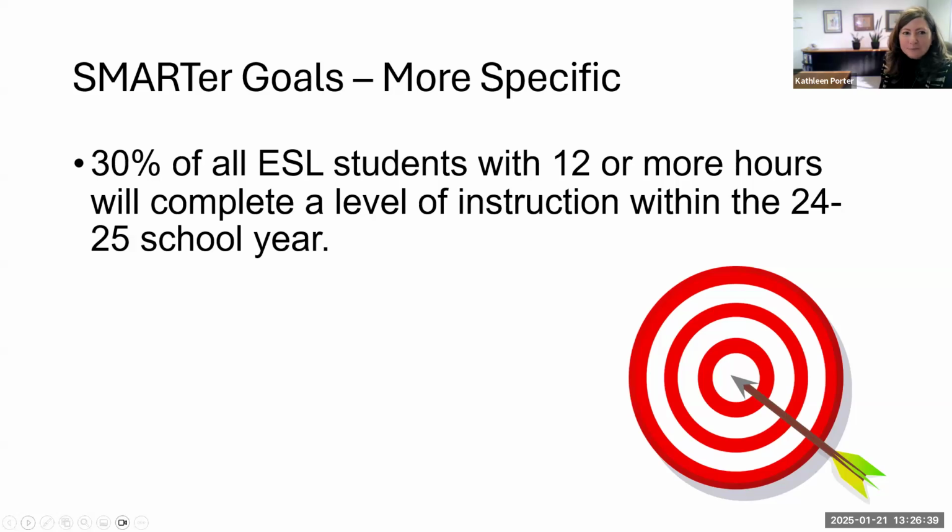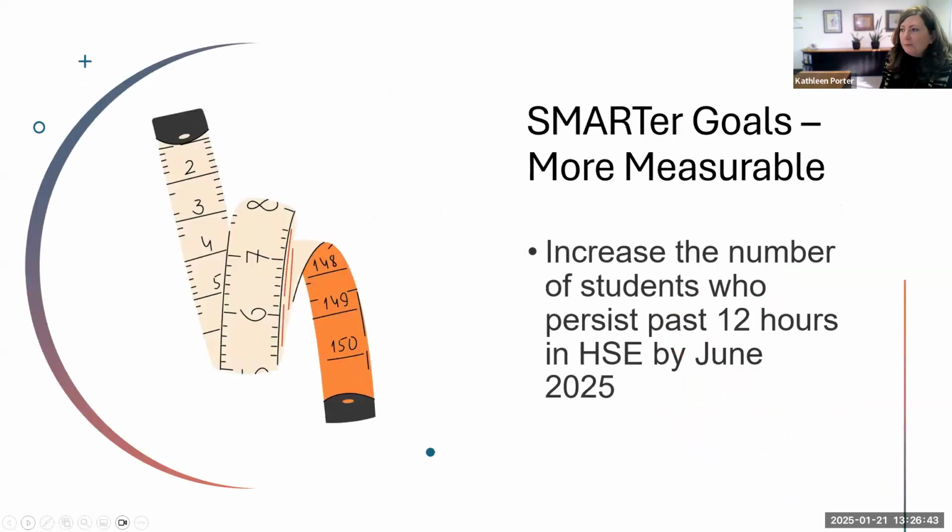Okay. So ready to look at another example. We have a couple of examples of making our goals smarter by making them more measurable. So look at this one. Increase the number of students who persist past 12 hours in high school equivalency by June 2025. So that's the goal. How would we make this one smarter?